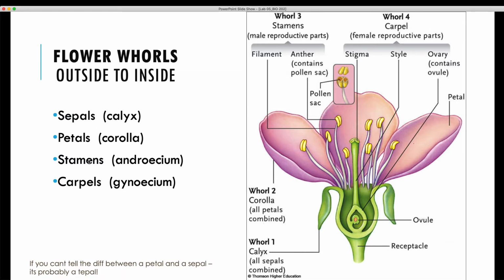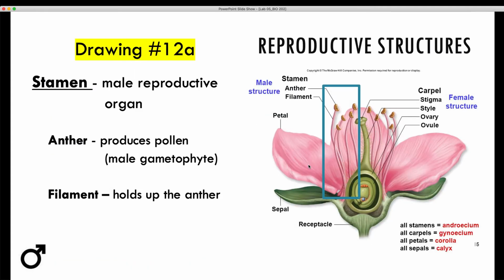Stamens, this is going to be the more common term. Those are the male reproductive parts, and the carpels are the female reproductive parts. We'll break those down a little bit more. Our stamens are male reproductive parts. The anther is at the top here. That is what's going to produce the pollen grain, and inside of that is the sperm. And then we just have this filament here that holds the anther up.